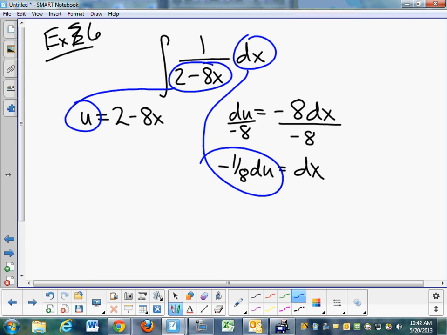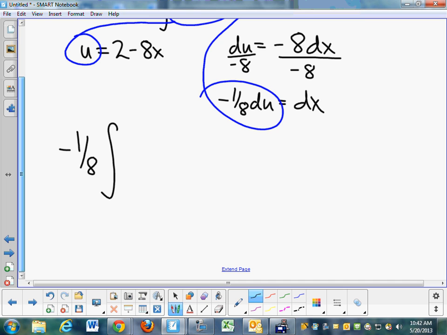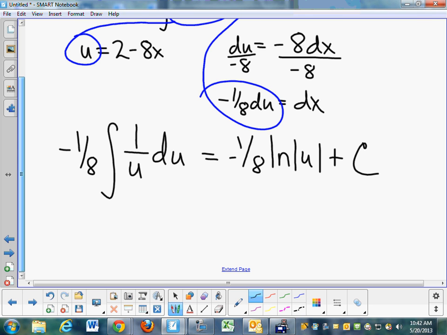And we see that the 2 minus 8x is replaced by u. And so now that I made that substitution, I can rewrite the integral as follows. Negative 1 over 8 times the integral of 1 over u du. Well, that's pretty simple, isn't it? What's the antiderivative of 1 over u? We're going to make sure it's positive by saying absolute value. That's one of the stipulations. Times the natural logarithm of u plus c.